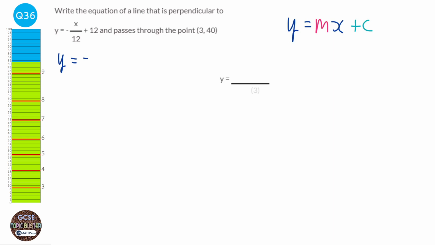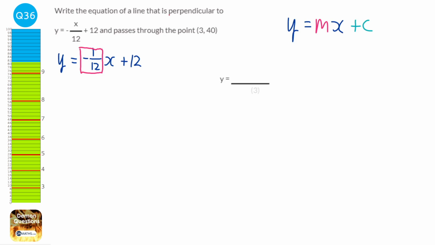So I'm going to write this as minus 1 over 12, leaving a bit more of a gap there. Minus 1 over 12 x plus 12. And you can see that the number before the x, the coefficient of the x, is minus 1 over 12. But we're not told that it's parallel to that, so the equation that we've got is not going to have the gradient as minus 1 over 12.